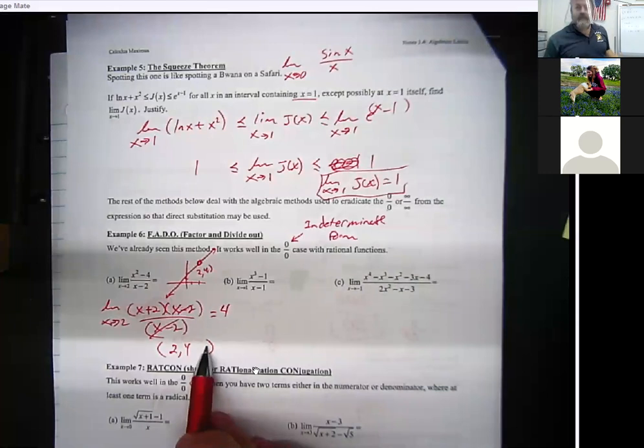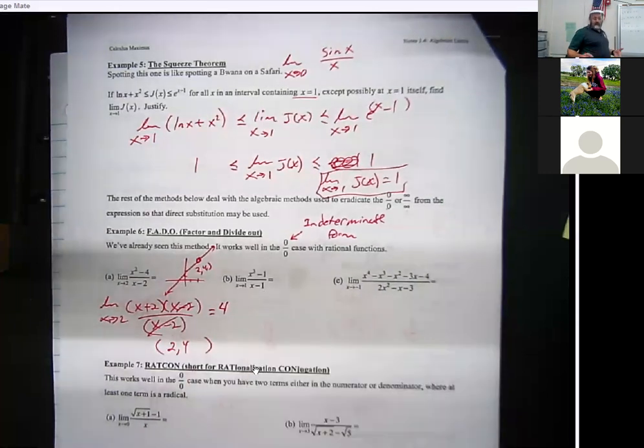So do I get 0 over 0 in this one? In letter B.